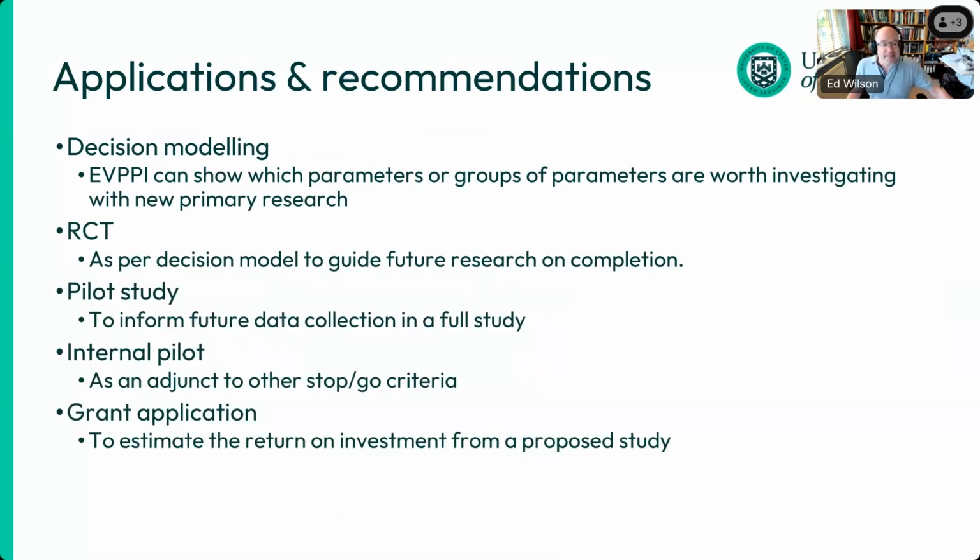Applications and recommendations, then. I've gone way over time, so I'll just quickly summarize some applications and recommendations. You can use value of information analysis alongside decision modeling. The EVPPI in particular can show which parameters or groups of parameters are worth investigating with new research. You can also do a value of information analysis as part of an economic evaluation alongside a randomized trial, which can then help guide future research once you've done your study.